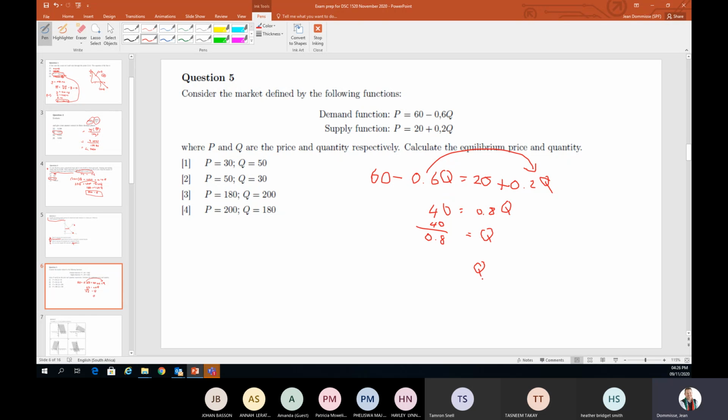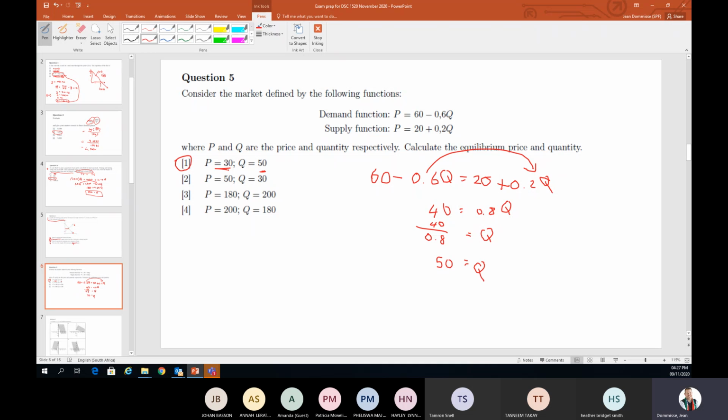And that is probably going to be Q equal to 50, but let's just see. So 40 divided by 0.8 is equal to 50. Okay, so we check where Q is 50. Option 1 is our answer. Okay, if you then put back the 50 into Q, you will get that P is 50.